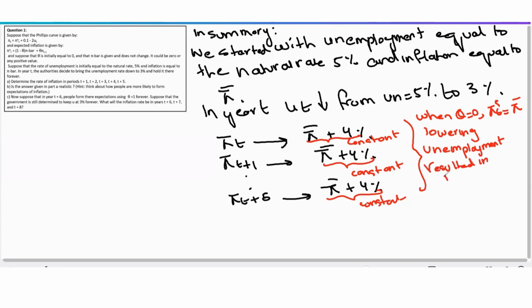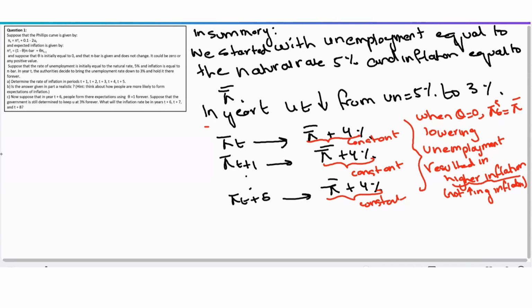So you have higher inflation, you don't have increasing inflation, right? Inflation went up from pi bar to pi bar plus 4%, but stayed at that higher level. So not increasing inflation; the new inflation rate stays the same for each year. High inflation, not increasing inflation. The inflation rate stays the same for each year.